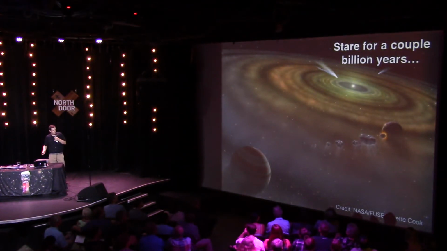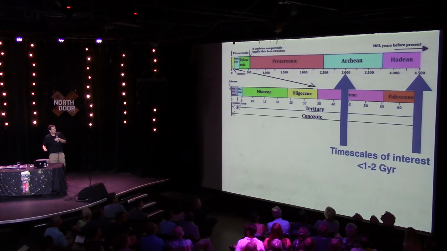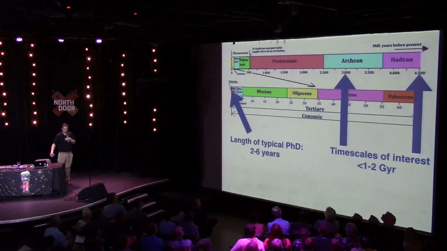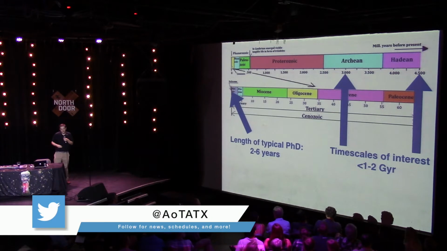So this doesn't work for one really important reason, which is that the timescales of interest, something like 1 billion years, are really way too large compared to your average PhD thesis. I think even a particularly slow PhD thesis would not really get at this. So there are other ways through simulations.